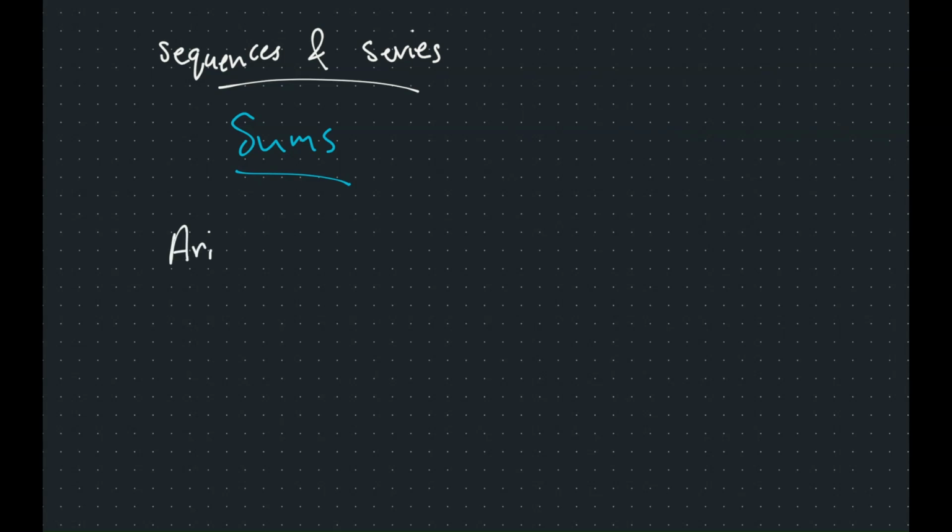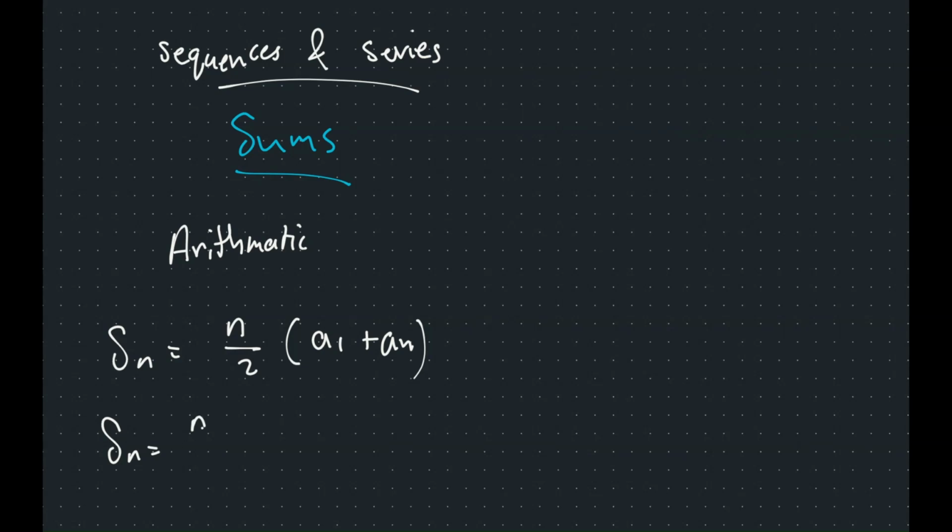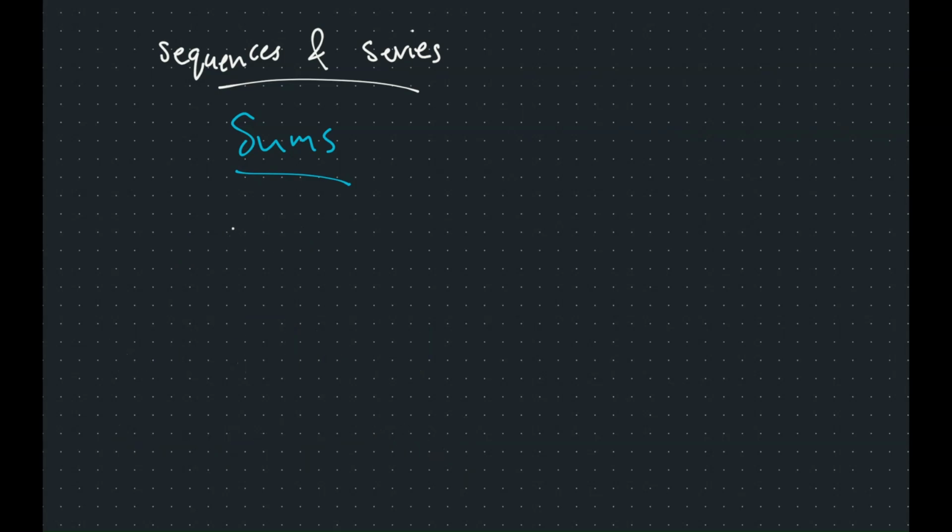and geometrical sequences. So for arithmetic sequences, we have Sn is equal to n over 2 times (a1 plus an). We have another formula as well. Sn is equal to n over 2 times (2a1 plus (n minus 1) times d). This is the formula. For geometrical sequences, we have also two formulas, and they're quite easy as well.